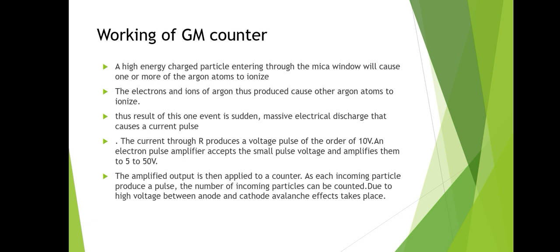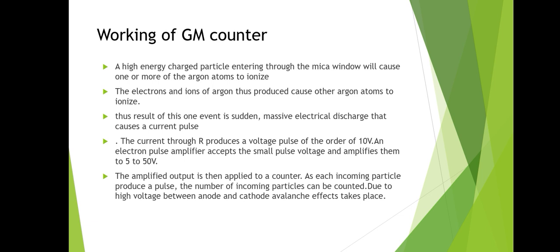A high energy charged particle entering through the mica window will cause one or more of the argon atoms to ionize. The electrons and ions of argon thus produced cause other argon atoms to ionize. The result of this one event is a sudden, massive electrical discharge that causes a current pulse.